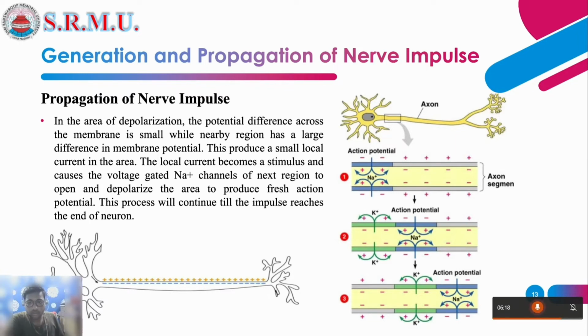This will again create a difference in potential gradient and will act as a local current or stimulus for the next region. Same thing will happen there. This will keep on moving till it reaches the axon end.